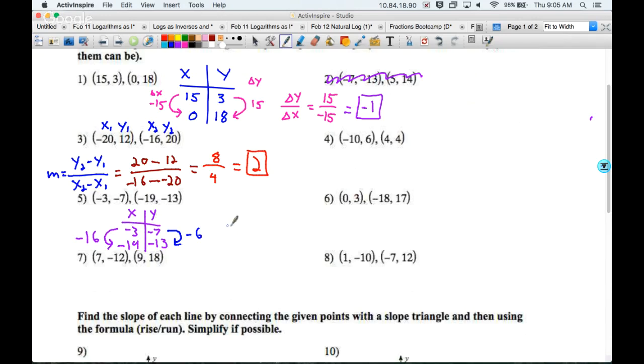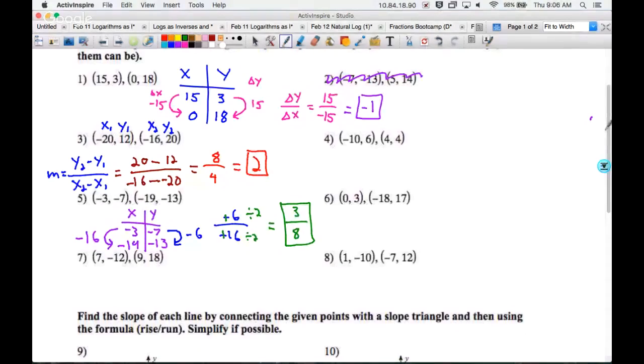All right, delta y over delta x has become negative 6 over negative 16. One thing I can do right off the bat is a negative divided by a negative. Those cancel out. Negatives divided by negatives are always positive. Now notice that the top and the bottom are both even, so I'm going to divide them both by 2. And what do I get here? I get 3 over 8.